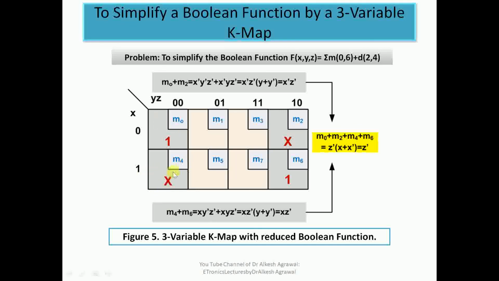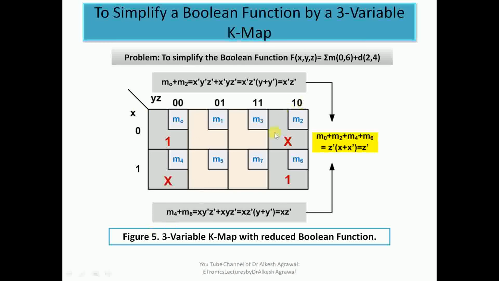So if we take these two minterms along with these two don't care conditions, we can have a group of 4. So now these two don't care conditions can be taken into a group so that we can have a group of 4 minterms, and these minterms will be treated as 1. So now this don't care condition will be taken as 1. So we can finally write in reduced form.